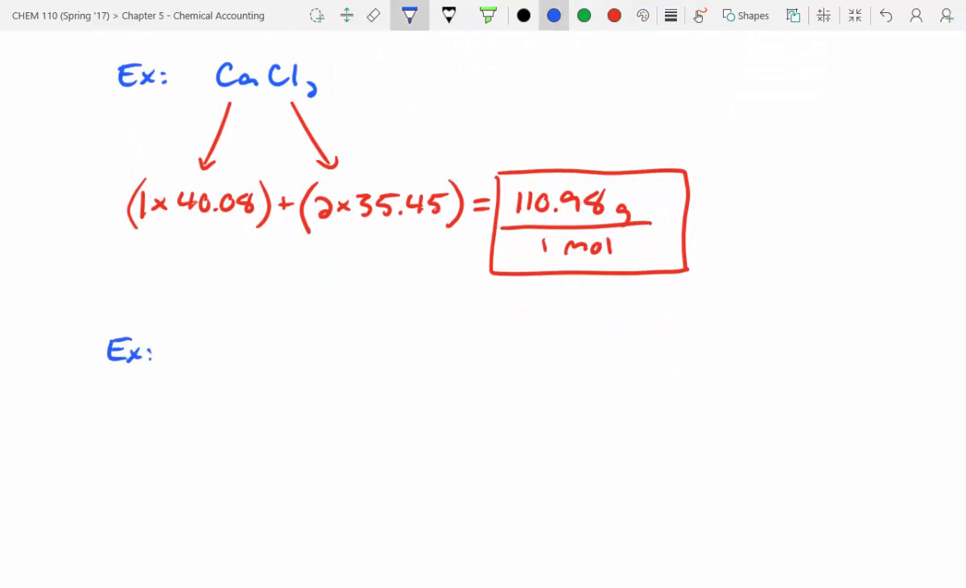Let's try glucose. Glucose is the energy that makes our bodies run, or it's the stored energy, I should say. So aerobic respiration uses glucose. Let's figure out the molar mass for one glucose molecule.